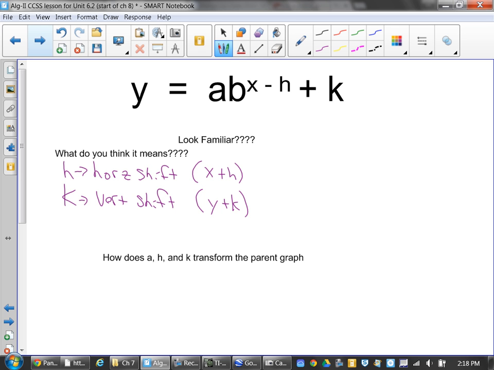So for A, H, and K, the A value always gives you your y-intercept. The H value is always your horizontal shift, and your K value is your vertical shift. Now, we were asking if the asymptote is going to change. If you have a K value that's 3, that means everything moves up 3. So if your parent function has an asymptote at 0, which they all do, your real function can have an asymptote at 3. So K is the asymptote. When you go with the parent function, A is always the y-intercept.